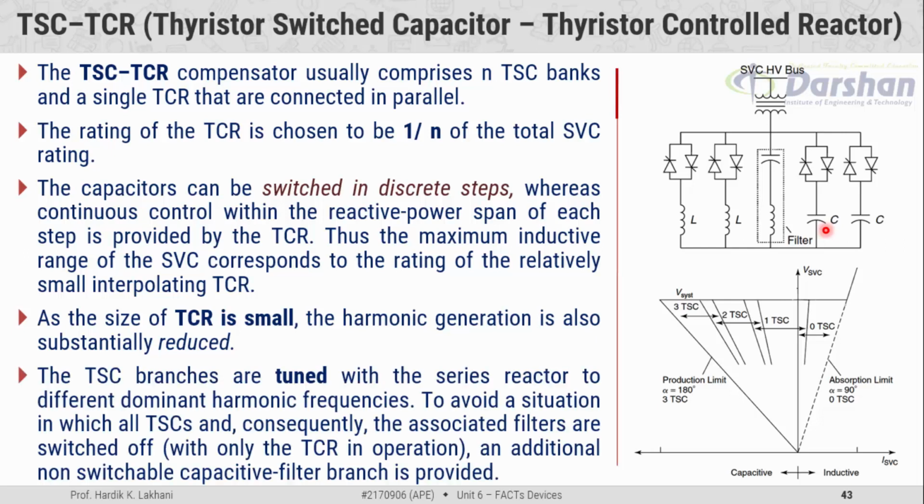The TAC branches are tuned with a series reactor to different dominant harmonic frequencies to avoid a situation in which all the TACs and consequently the associated filters are switched off. An additional non-switchable capacitor filter branch is provided, which is always present in the system, and that is only during the TCR operation.